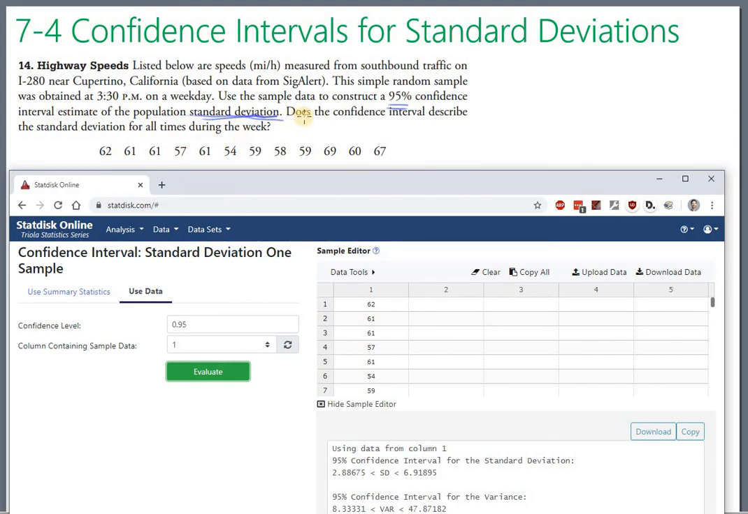The follow-up question here says, does the confidence interval describe the standard deviation for all times during the week? And these samples were all collected at 3:30. So obviously, at 10 o'clock at night or at 3 in the morning, this could be substantially different. So yeah, this only represents traffic at 3:30 on weekdays. It'd be different on weekends too. So they just want you to think about that a little bit and say, hey, if you gathered all your data at 3:30 on a Thursday for traffic, it doesn't necessarily represent traffic at midnight on a weekend.